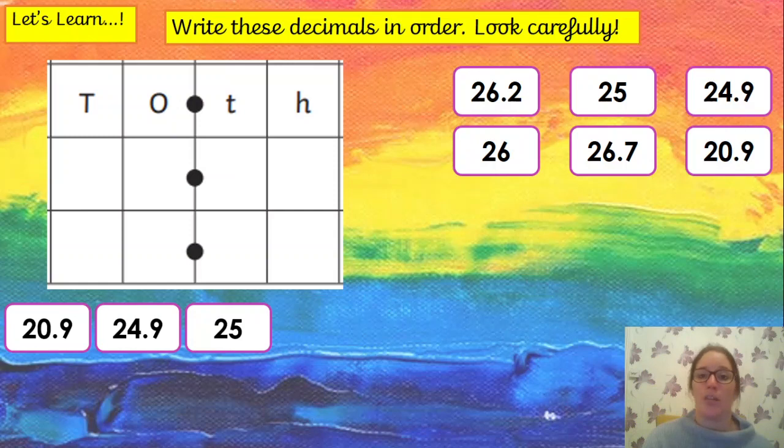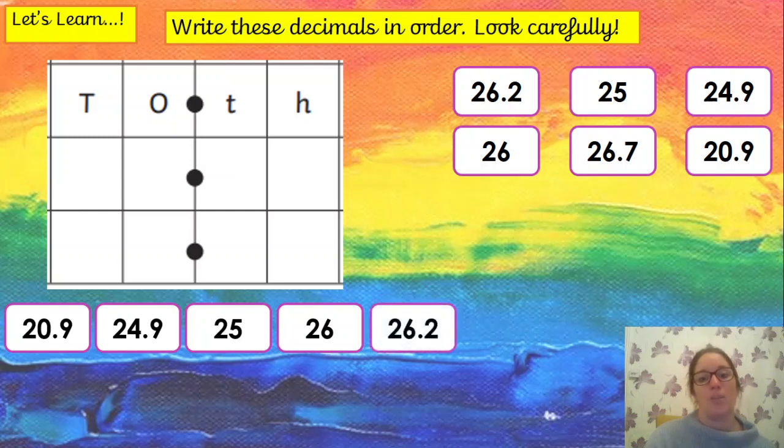Well, we know that 26 is the same as 26.0, so that one will come next. And we know that 26.2 is a little bit bigger than 26, and 26.7 is the largest. Okay, so you're just looking at those, the place value at the tenths and the whole numbers to see which order they go in.